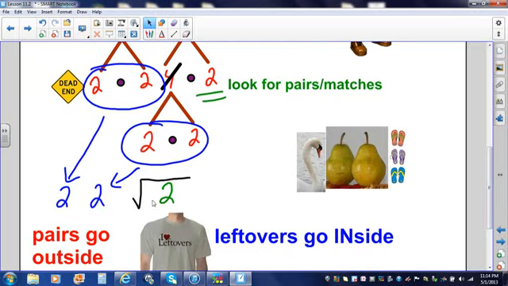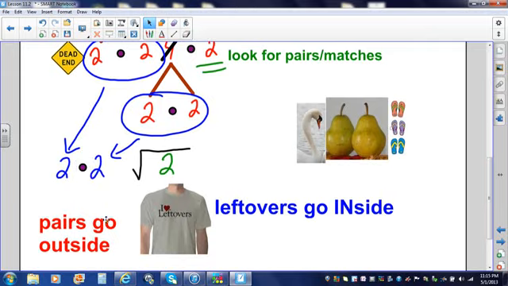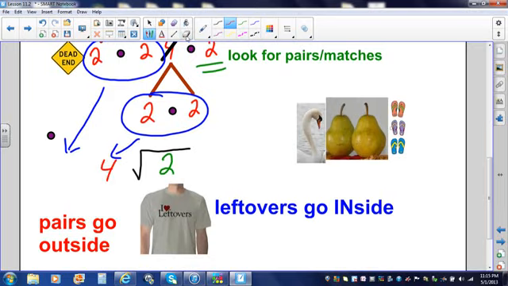Now, you say this looks a little weird. 2 square root of 2? 2 times 2, 2 plus 2, 2 minus 2. Get to the point. Okay, I am. Calm down. Since I was multiplying everything up here, I'm going to multiply my pairs on the outside, and 2 times 2 is going to give me 4. So we would say the answer to this problem is 4 square roots of 2. 4 square roots of 2 would be our answer.